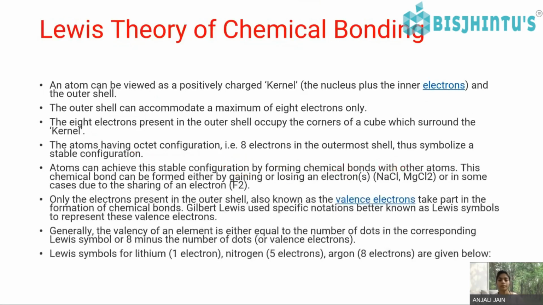Then Lewis' theory of chemical bond. An atom can be viewed as a positively charged kernel. If I am having an atom, it can be viewed as a positively charged kernel, the nucleus plus the inner electrons, and the outer shell. The outer shell can accommodate a maximum of 8 electrons only. In the case of any noble gas, like neon, the 8 electrons present in the outer shell occupy the corners of the cube.